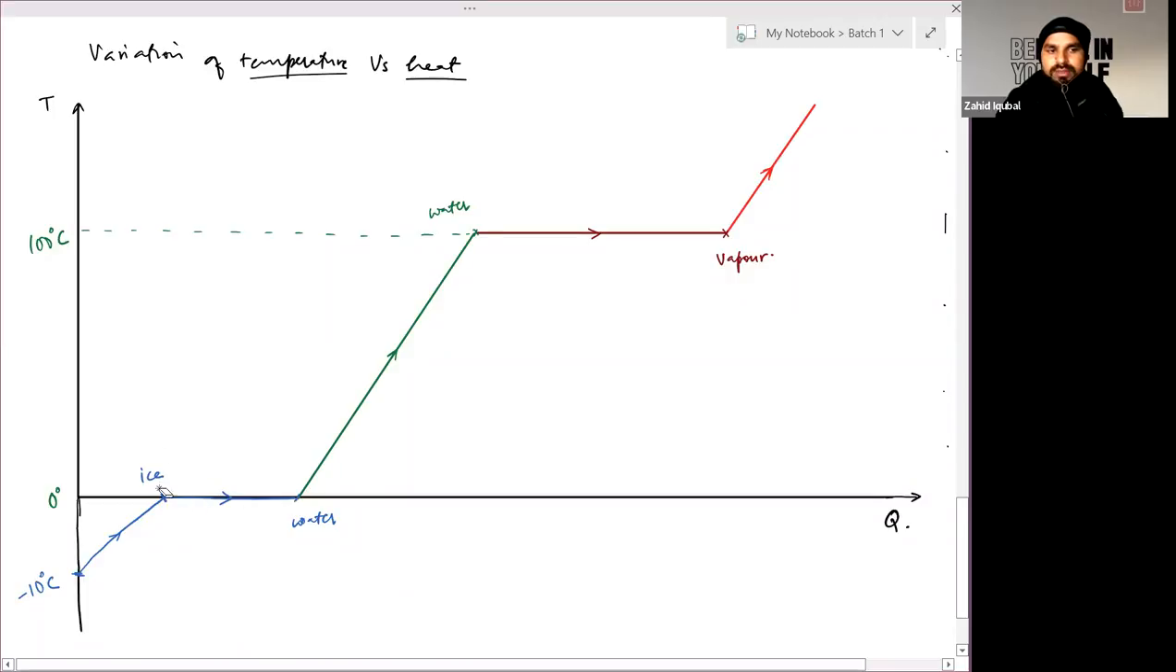So ice gets completely converted into water at the same temperature, 0 degrees Celsius. So this will be the latent heat of fusion. At this point, if you supply heat, its temperature starts rising from 0 to a maximum of 100 degrees Celsius. So this will be termed as specific heat.